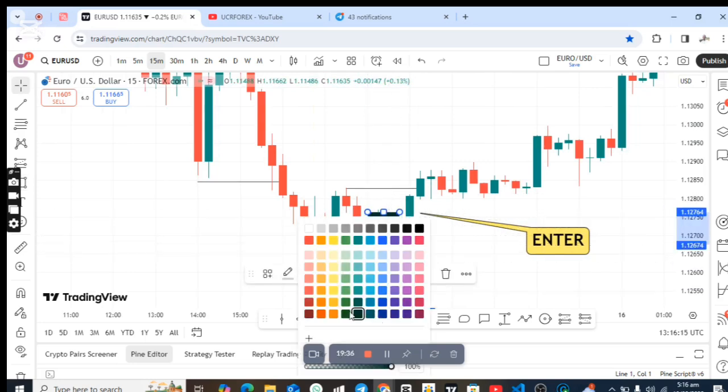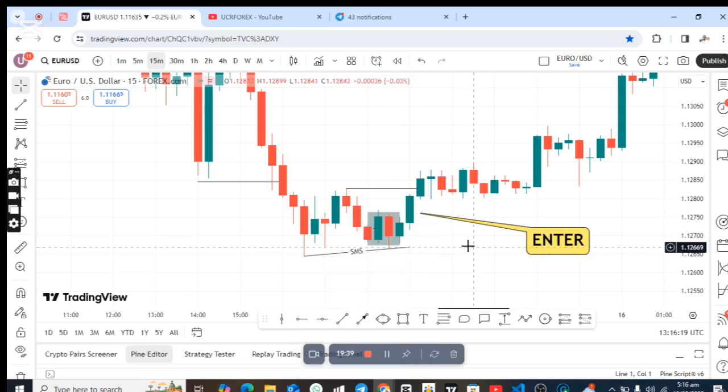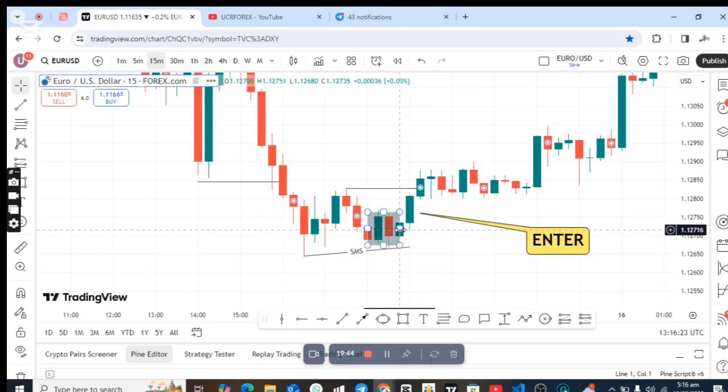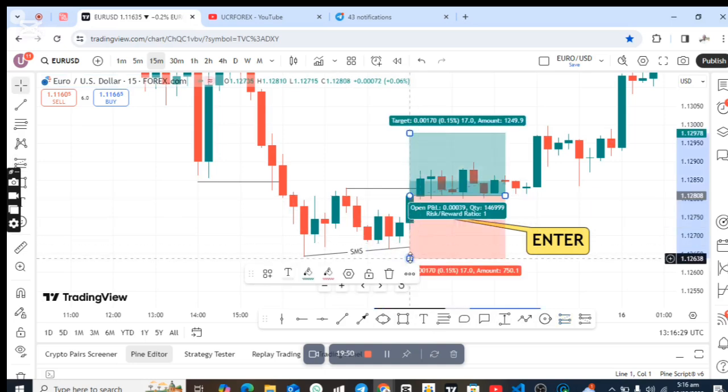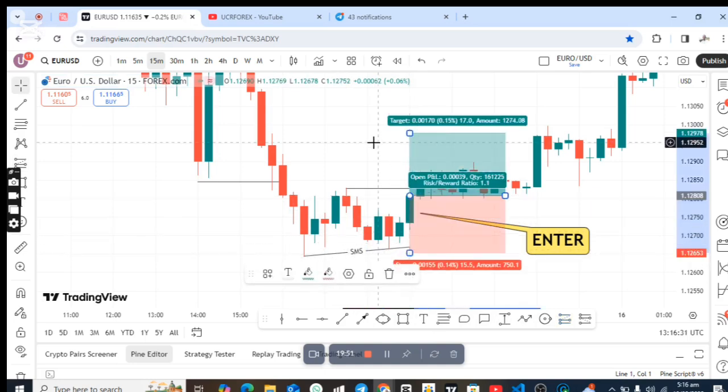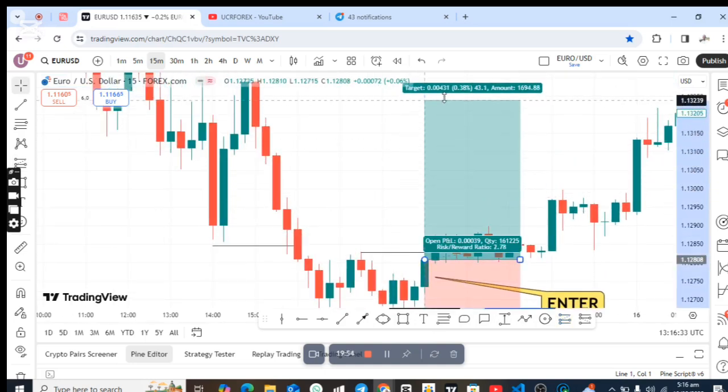This thing is too much. Let me reduce the color. So it came and engulfed all this range. You can see that candle, it came and engulfed all this range. The next thing you have to do is go in for a buy immediately as this candle forms. Your stop loss has to be below the low, and then you have to target maybe 1:2 or 1:3.